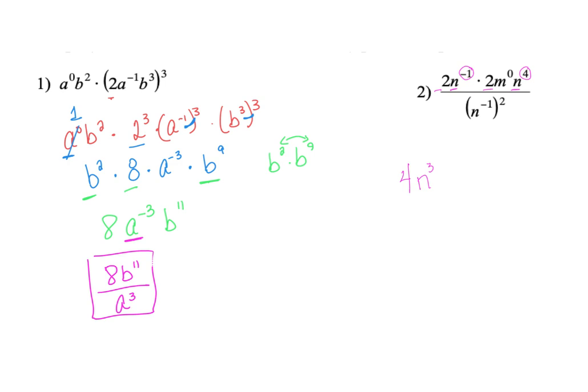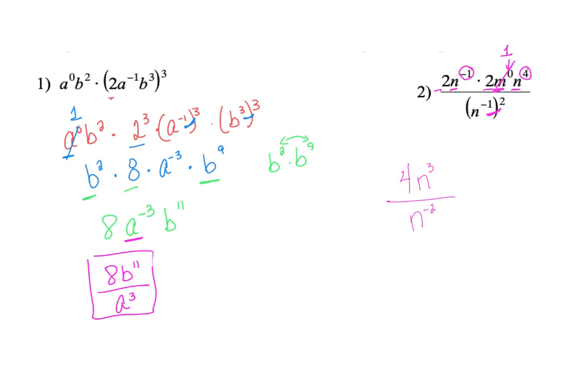And then I have this variable to the 0 power. Remember, that can just be replaced with a 1. And since I'm multiplying, when I multiply that by 1, I still get the 4n cubed. On the bottom, I have a power to a power. When you have a power to a power, you're going to multiply those. -1 times 2. So I have n to the -2.